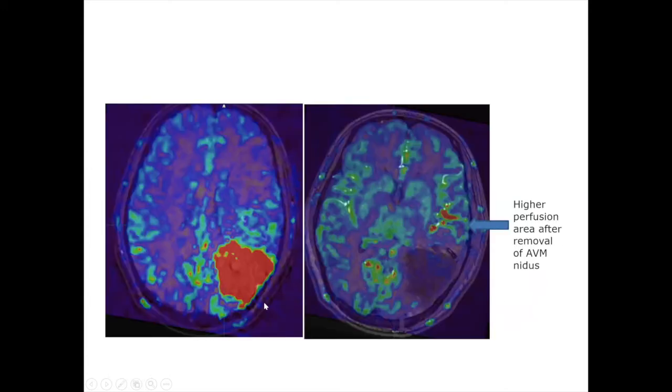So there's kind of an explanation of the NPPB, the normal perfusion pressure breakthrough. So this is the AVM, the blood mostly before surgery, most of the blood inside the AVM nidus. It's the ASL sequence of the MR. And after the AVM is removed, we can see the higher perfusion area go into the normal brain tissue. That's maybe kind of an explanation of the NPPB theory.